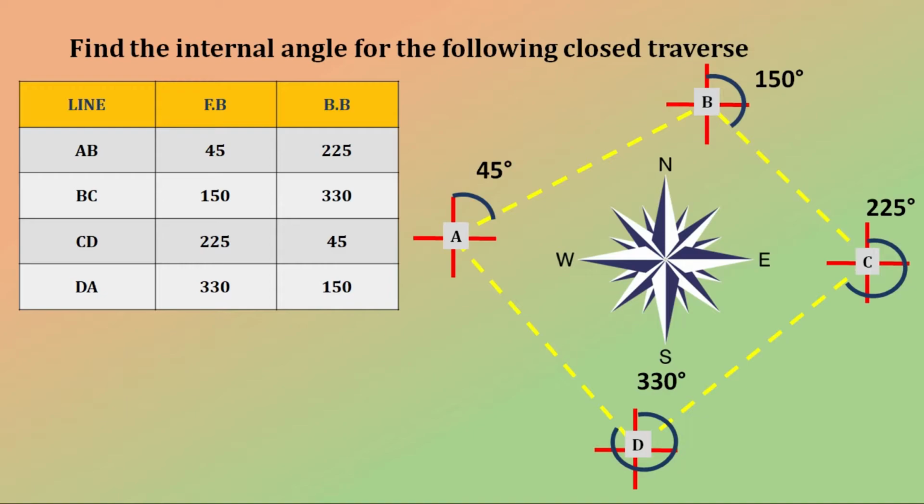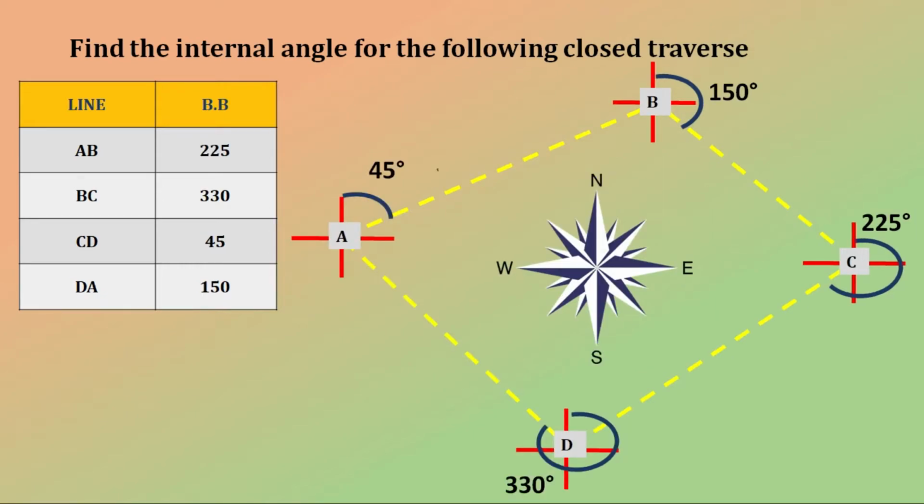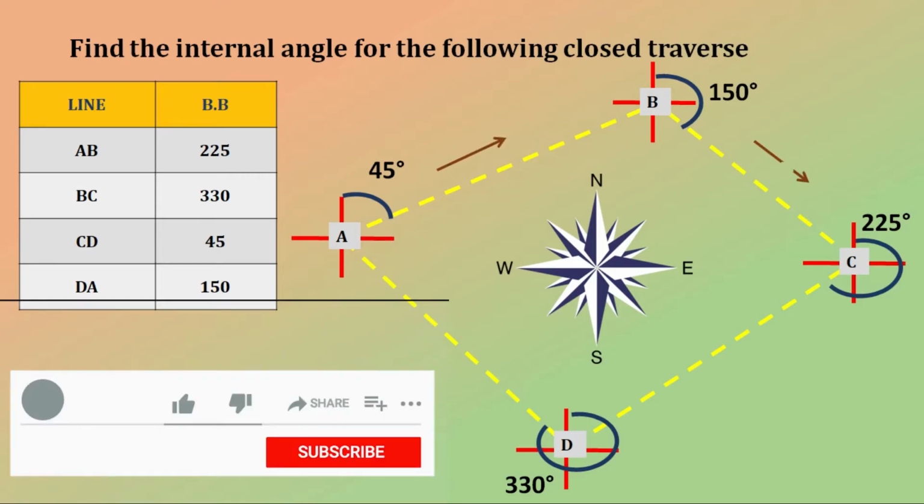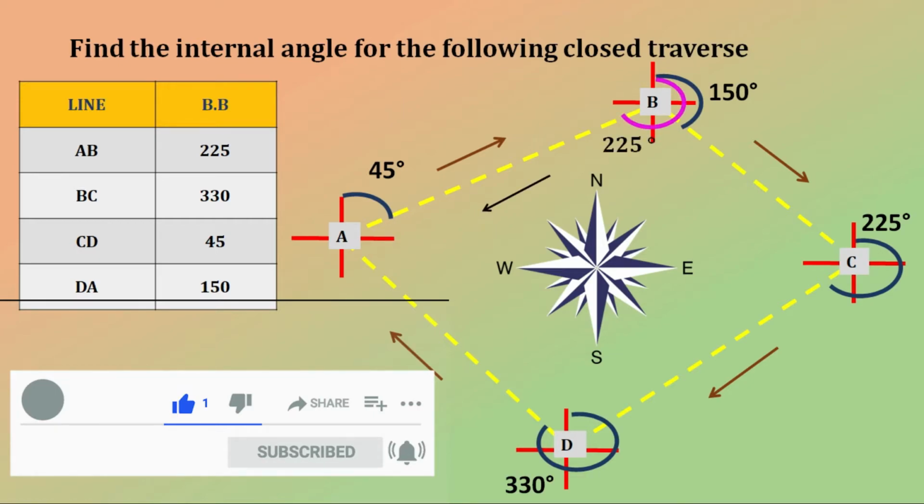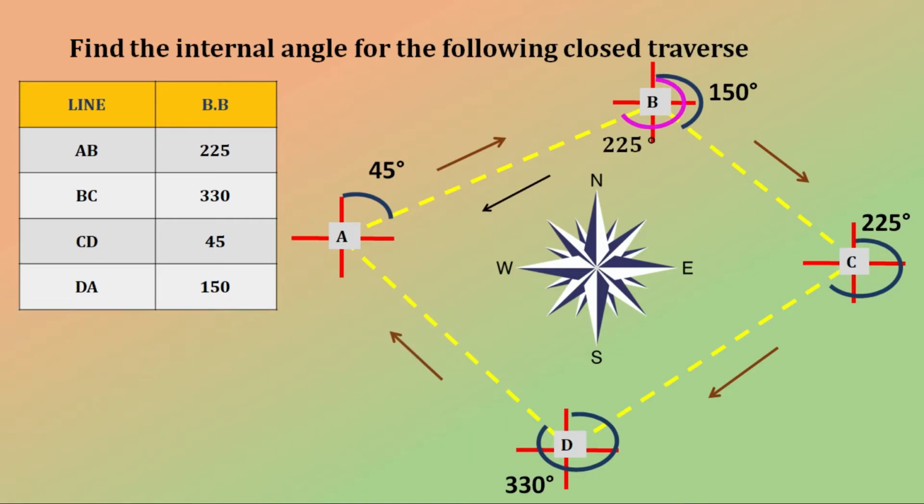Now we are going to plot the back bearing. In this figure you can see the survey direction for fore bearing, so the traverse is plotted in clockwise direction. For back bearing, first I have plotted 225 degrees. The back bearing of line AB means we start at B and move towards A. Whatever angle we have in clockwise direction, we plot it. As you can see, I have marked it in pink, that is 225.